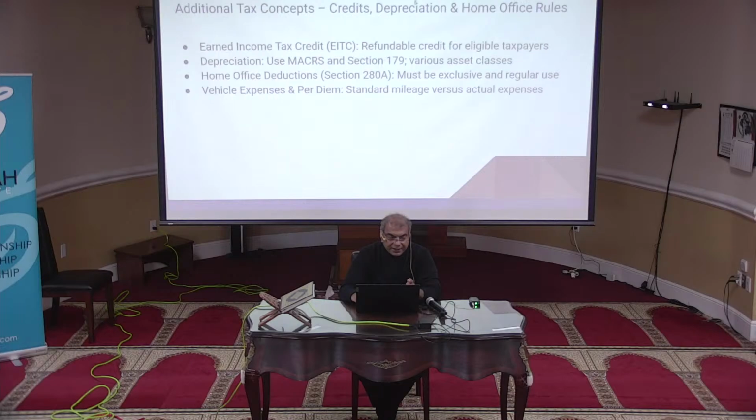So the additional tax concepts in terms of credits, depreciation and home office rules are as defined earlier: earned income tax credits, depreciation, home office deductions, and your vehicle expenses. So basically whatever you use to generate the income is covered by depreciation, home office expenses and vehicle expenses. Those are expenses you incur solely to generate revenue. That is why they are allowed as an expense.